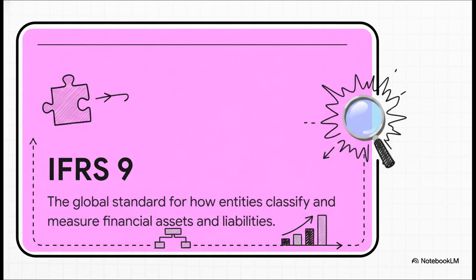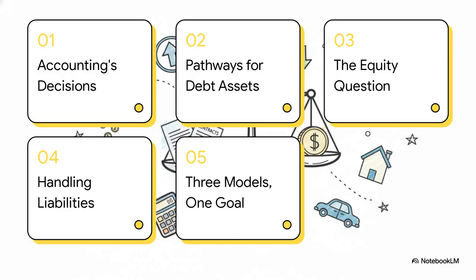It's the global accounting standard that's designed to cut right through all that complexity. Its whole purpose is to make a company's financial story more relevant and, believe it or not, a whole lot easier for people like us to actually understand. Okay, so here's our game plan. First, we're going to look at the why behind all these rules. Then, we'll dive into the specific paths for different kinds of assets and liabilities. And finally, we'll tie it all together and see how these different models are all working towards one single goal.